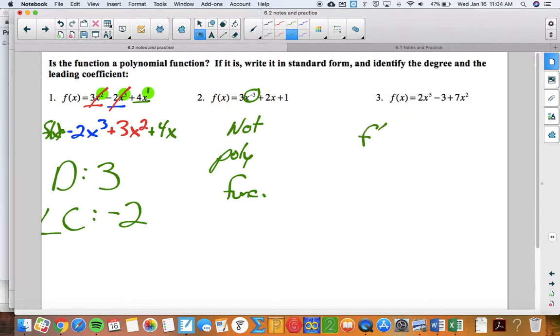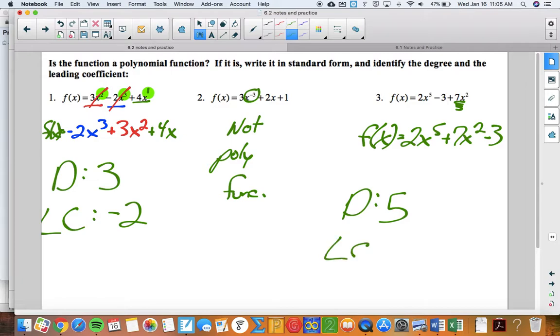This one looks good. It starts with the highest degree term, so 2x to the fifth. Then this needs to go next. It's a positive 7x squared. This minus sign affects the 3, and that's the last term that needs to get put onto this polynomial function. So the degree is the highest power or exponent you see, that's the 5, and the leading coefficient is the coefficient of that term, so it's 2.